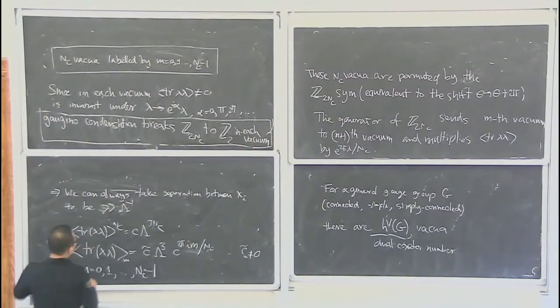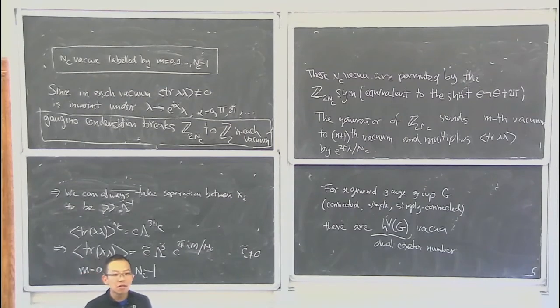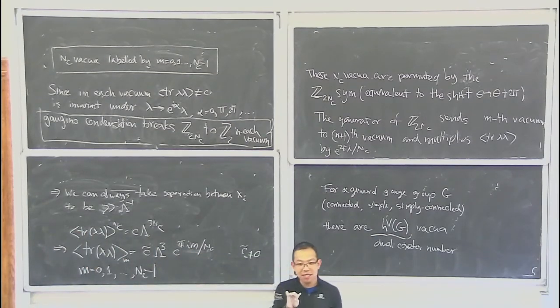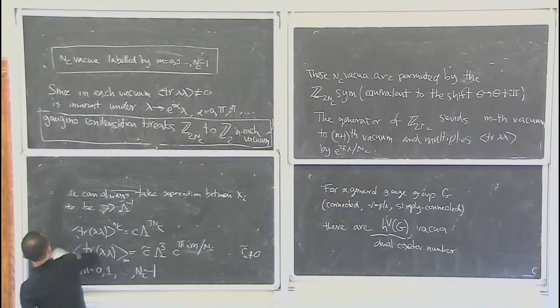Now let's do what I promised. How much time do I have? Half an hour. You want a break? Okay, then let me derive the trace condition, that it doesn't depend on x, and we take a break. Then we do the index.